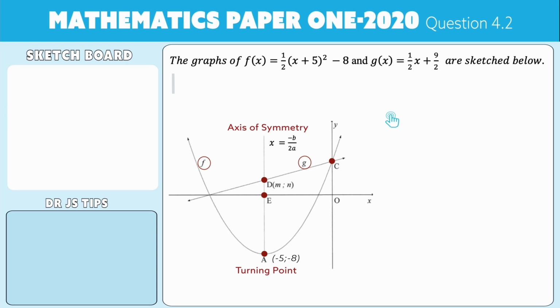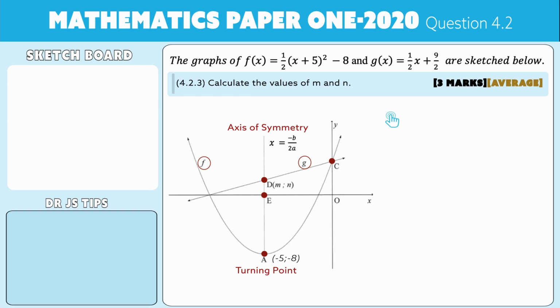Okay, question 4.2.3 for 3 marks. It asks us to calculate the values of m and n. Now let's remind ourselves. M and n are the coordinates of point D, where the axis of symmetry, which we have the equation of, remember we've just found it.